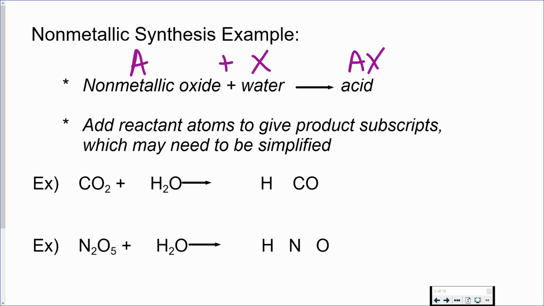So, for example, on the first one, we're just going to put them all together. How many H's do I have? I have 2. I have 1 C, and then I have 3 O's. If you can name that acid, you're done. So this acid, again, would be carbonic acid. I can name it. You can name it. I know you can.